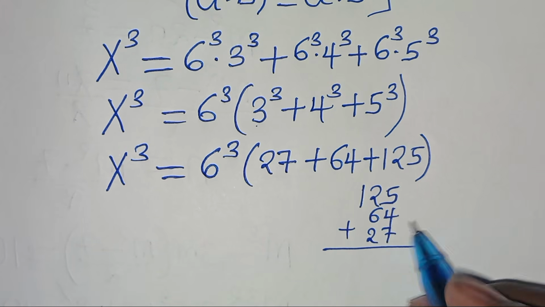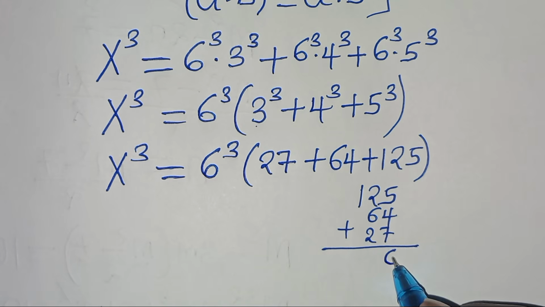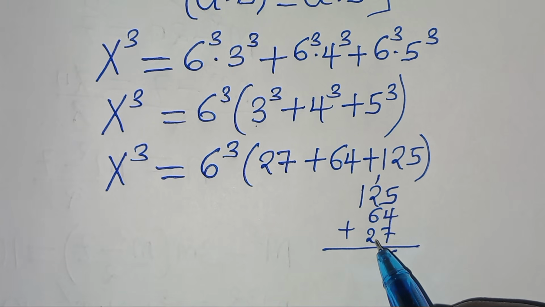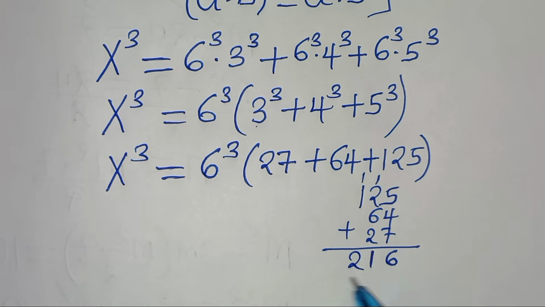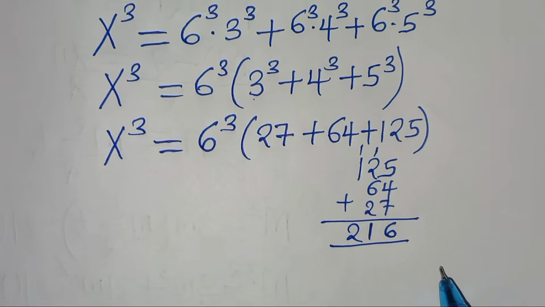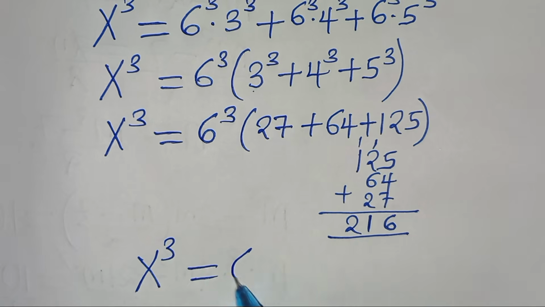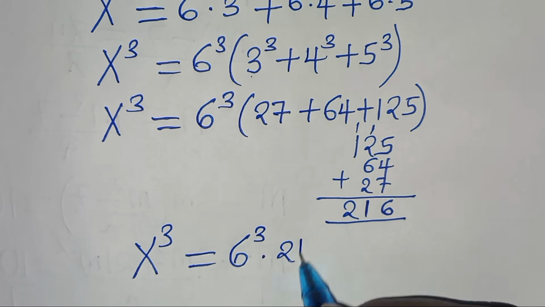So here we have 5 plus 4, this is 9, plus 7, this is 16, 6 carry 1 here. So 2 plus 1, 3, plus 6, 9, 9 plus 2, 11, carry 1 here, 1 plus 1, this is 2. So we have a total of 216. So this is x to the power of 3. This is equal to 6 to the power of 3 multiplied by 216.